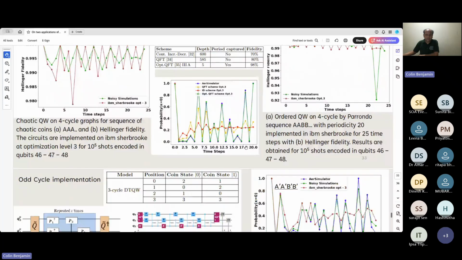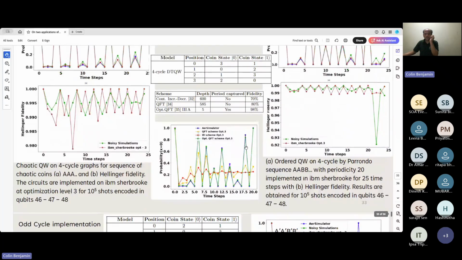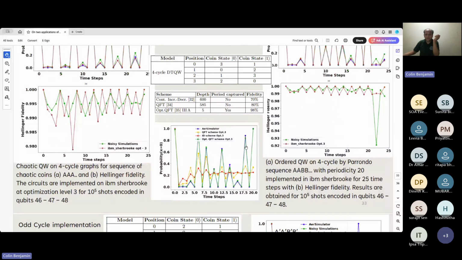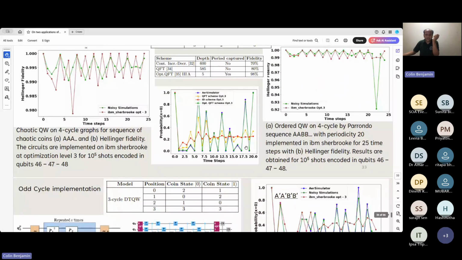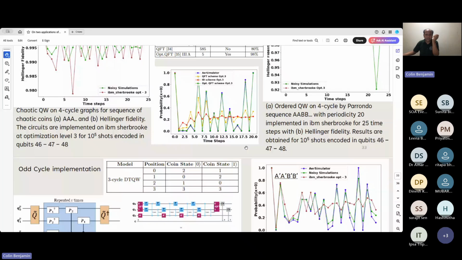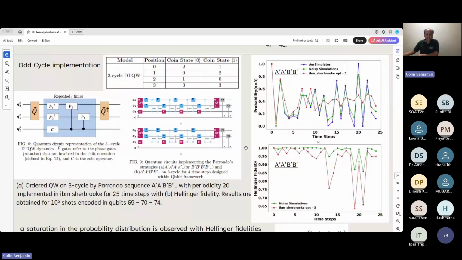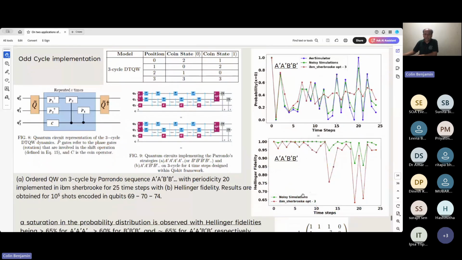So I told you that a problem with the QFT-based protocols was that it couldn't capture the odd cycle, and we also see that in our case, in the odd cycle case, it isn't able to capture the fidelities properly. The fidelity reduces drastically to around 65%, and you can see the probability distribution also goes down heavily.